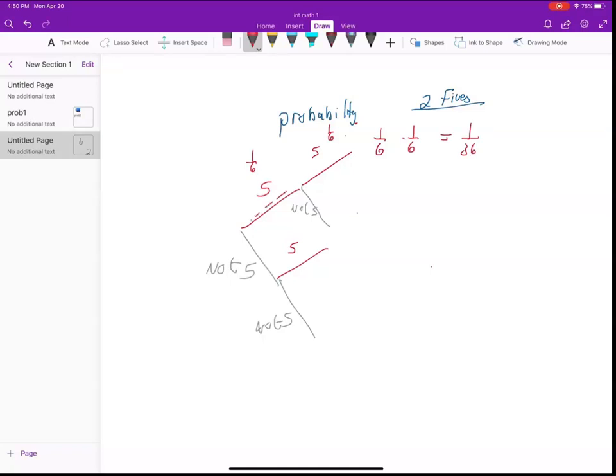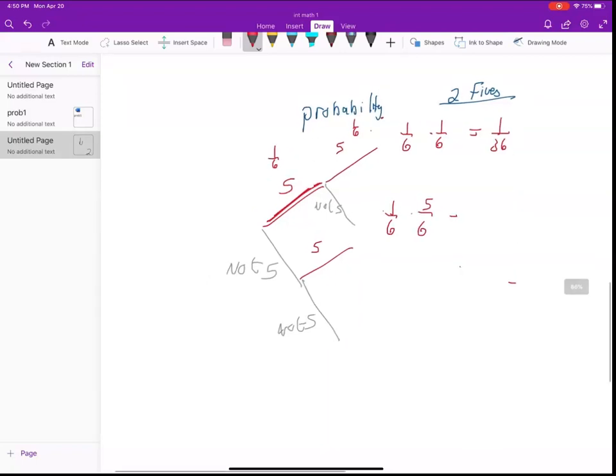Here we got a 1 out of 6 because that's that one, but then it's not a 5, so that would be 5 out of 6. So that would be 5 out of 36, right? Okay, here I got a 5 out of 6 because that's not getting a 5, and then a 1 out of 6 for getting a 5, so that's another 5 out of 36. Remember, you're multiplying these probabilities to get this.